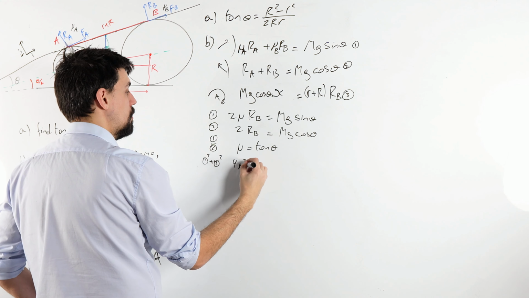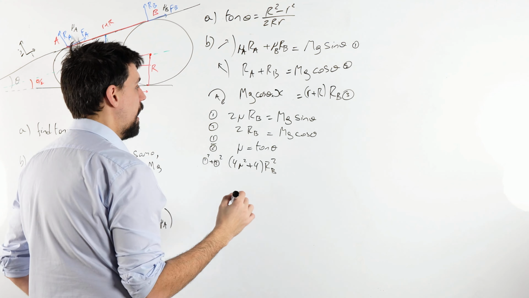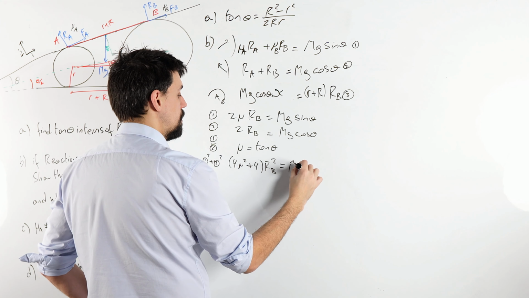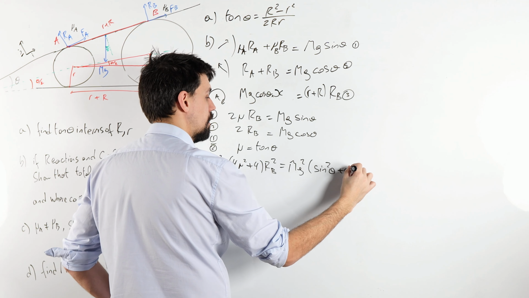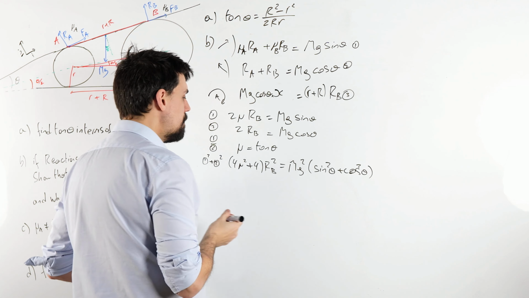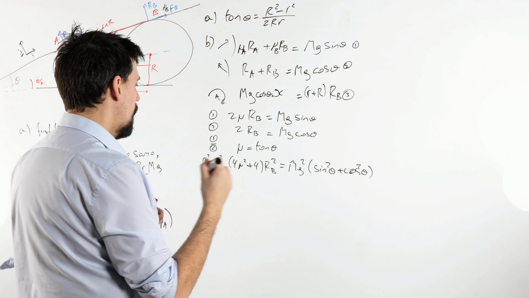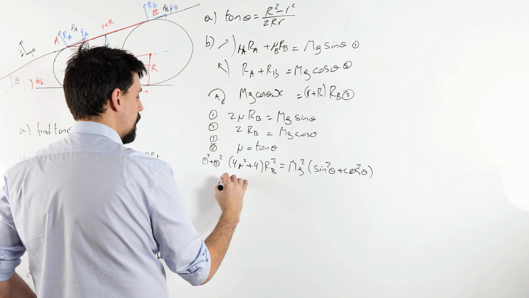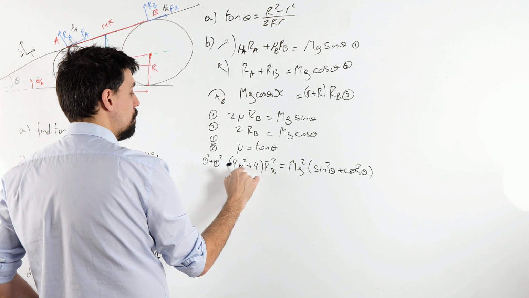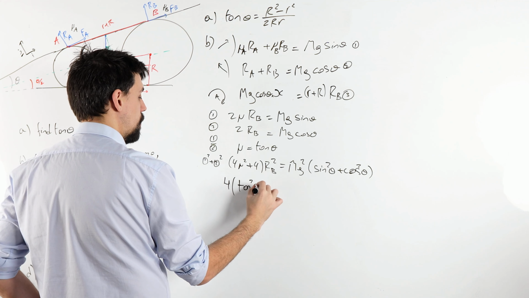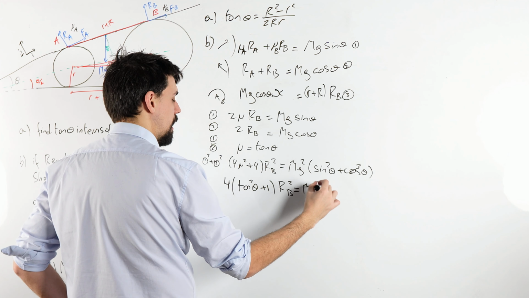So I get 4 mu squared plus 4 lots of the reaction at B squared is equal to (mg) squared, and then that is times sin squared theta plus cos squared theta. And that's the whole reason for doing this, is because then they disappear. Now, mu is tan theta. So that's 4 times (tan squared theta plus 1) R_B squared is equal to (mg) squared.